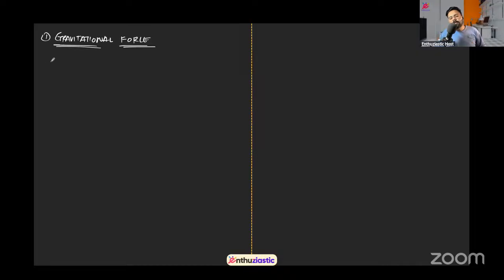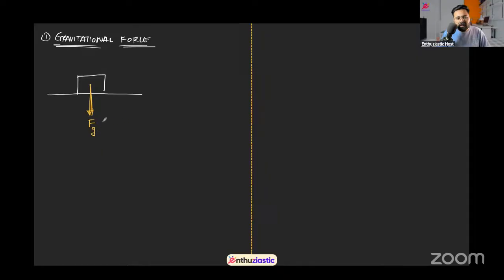Now, this gravitational force, let's understand what exactly it is and how we apply it. If there is an object placed on the ground, this is the block placed on the ground. The gravitational pull by the earth will pull the mass downward. So there will be a force applied on the block, which is your gravitational force.